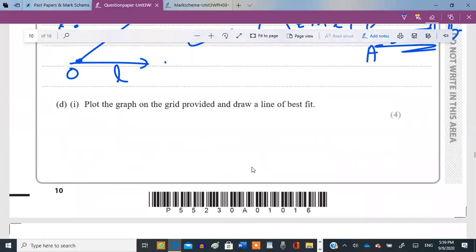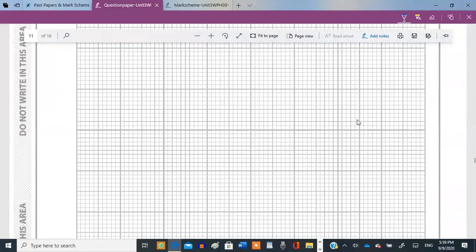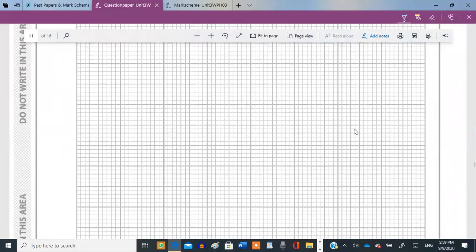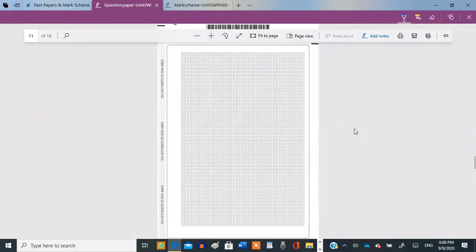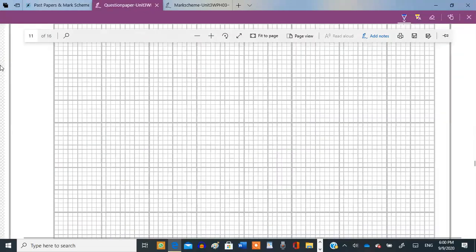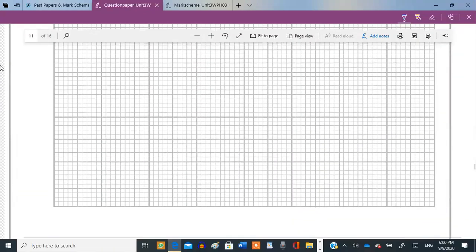Plot a graph on the grid provided and draw a line of best fit. For the line of best fit, you will get plots which will be scattered, which won't be lying perfectly on the graph, but you have to draw a line in which the plots are quite close to the line, or as close as possible. And you have to choose an appropriate scale as well.